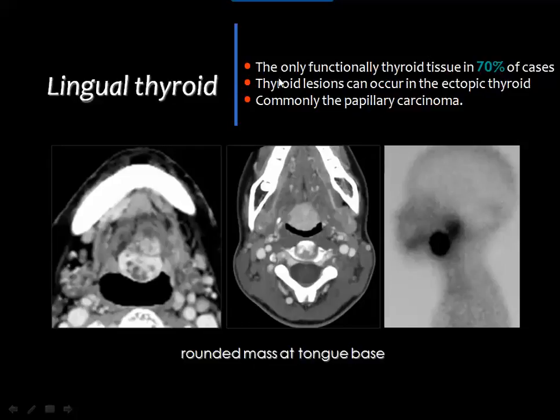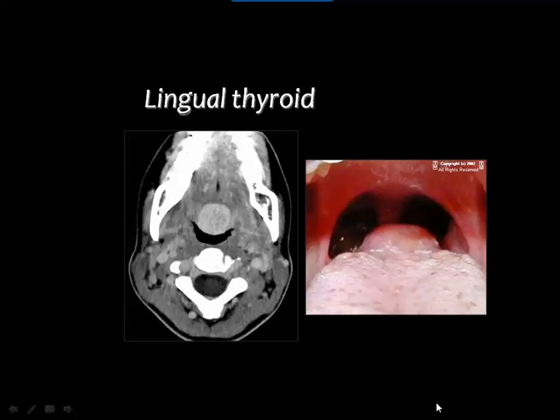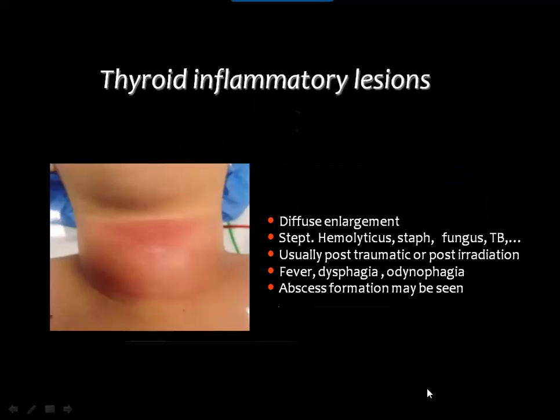This lingual thyroid may be the only functioning thyroid tissue in about 70% of the cases. The same lesions occurring in the thyroid gland can occur in the lingual thyroid, especially this type of papillary carcinoma, which is the most common type of malignancy in the thyroid gland. And this is the appearance of a lingual thyroid, and the CT scan of the same case showing the mass related to the mouth floor encroaching on the oral cavity.